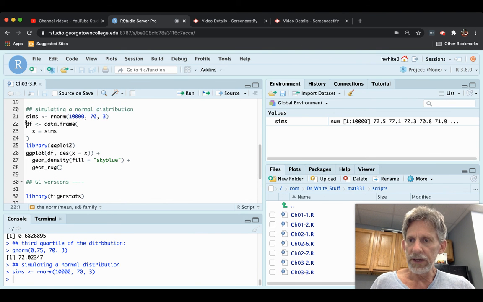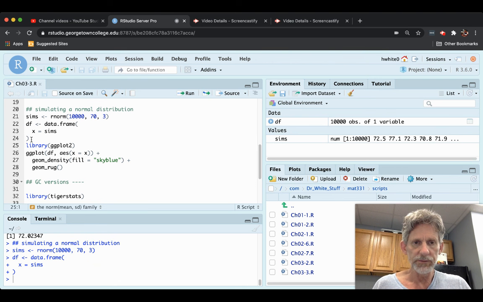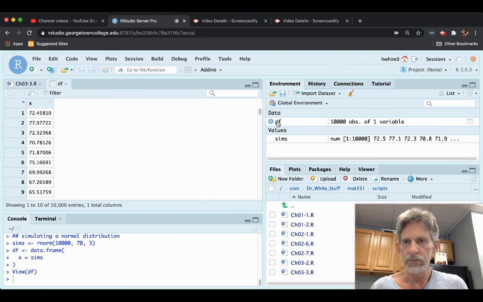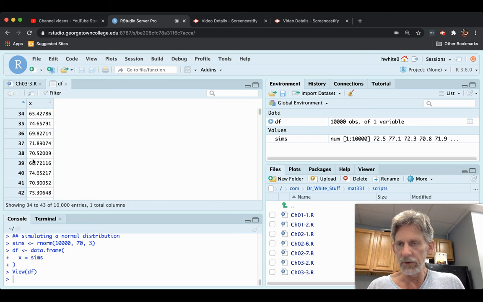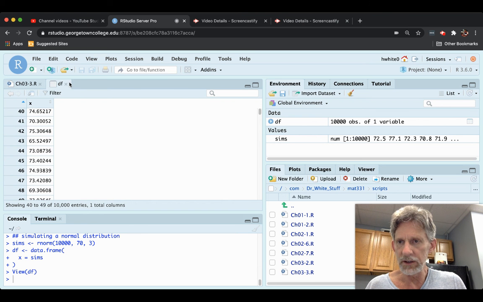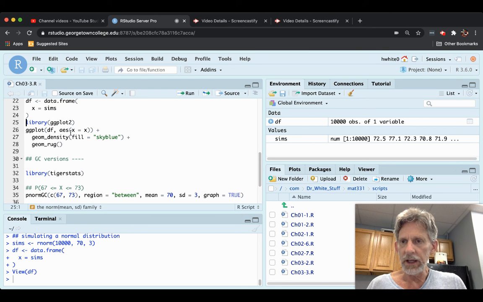And I'm going to go ahead and make a data frame out of that where the only column is the simulations. So click on it, and yeah, look at those numbers. They're all kind of around 70, give or take some. And let's go ahead and plot those 10,000 values. Let's make a density plot for those 10,000 values.